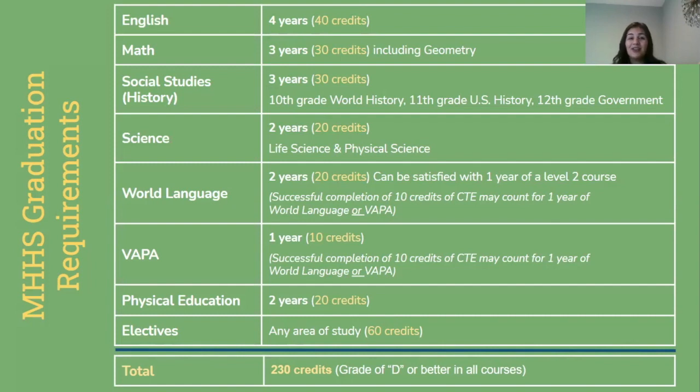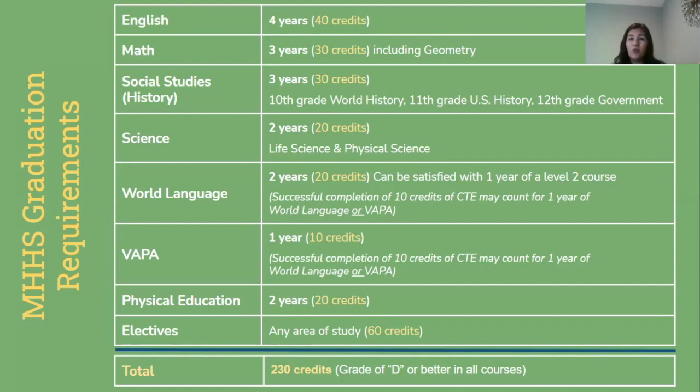Science, it's 2 years, so it's your life and your physical, and that's 20 credits. World language is 2 years, 20 credits. A world language can be satisfied with 1 year of a level 2 course, and successful completion of 10 credits of a CTE may count for 1 year of a world language or VAPA. VAPA is 1 year, 10 credits, same thing. PE is 2 years or 20 credits, and then elective is 60 credits.